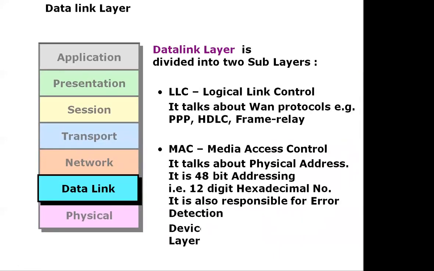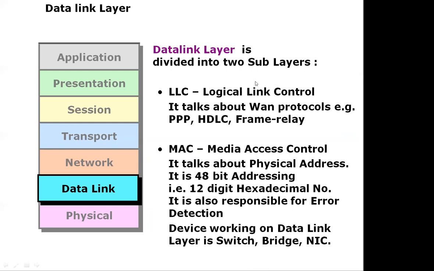Data link layer. The data link layer is divided into two sublayers: logical link control and MAC address. Logical link control covers WAN protocols like PPP, point-to-point protocol, HDLC encapsulation, and frame relay. Frame relay is a packet switch technology, which is used to connect with the same network. That's why it comes on the data link layer. We will discuss it later in practicals.